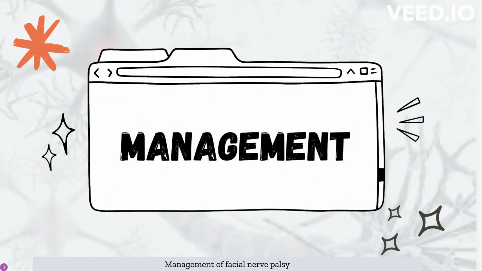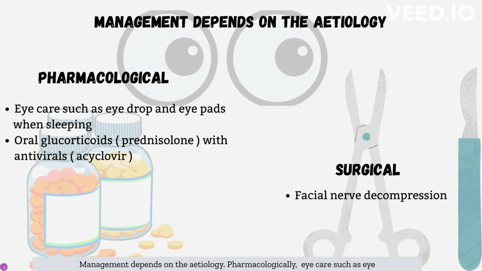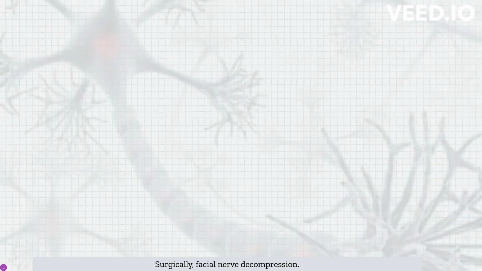Management of facial nerve palsy. Management depends on the etiology. Pharmacologically, eye care such as eye drop and eye pads when sleeping, oral glucocorticoids such as prednisolone with antivirals such as acyclovir. Surgically, facial nerve decompression.